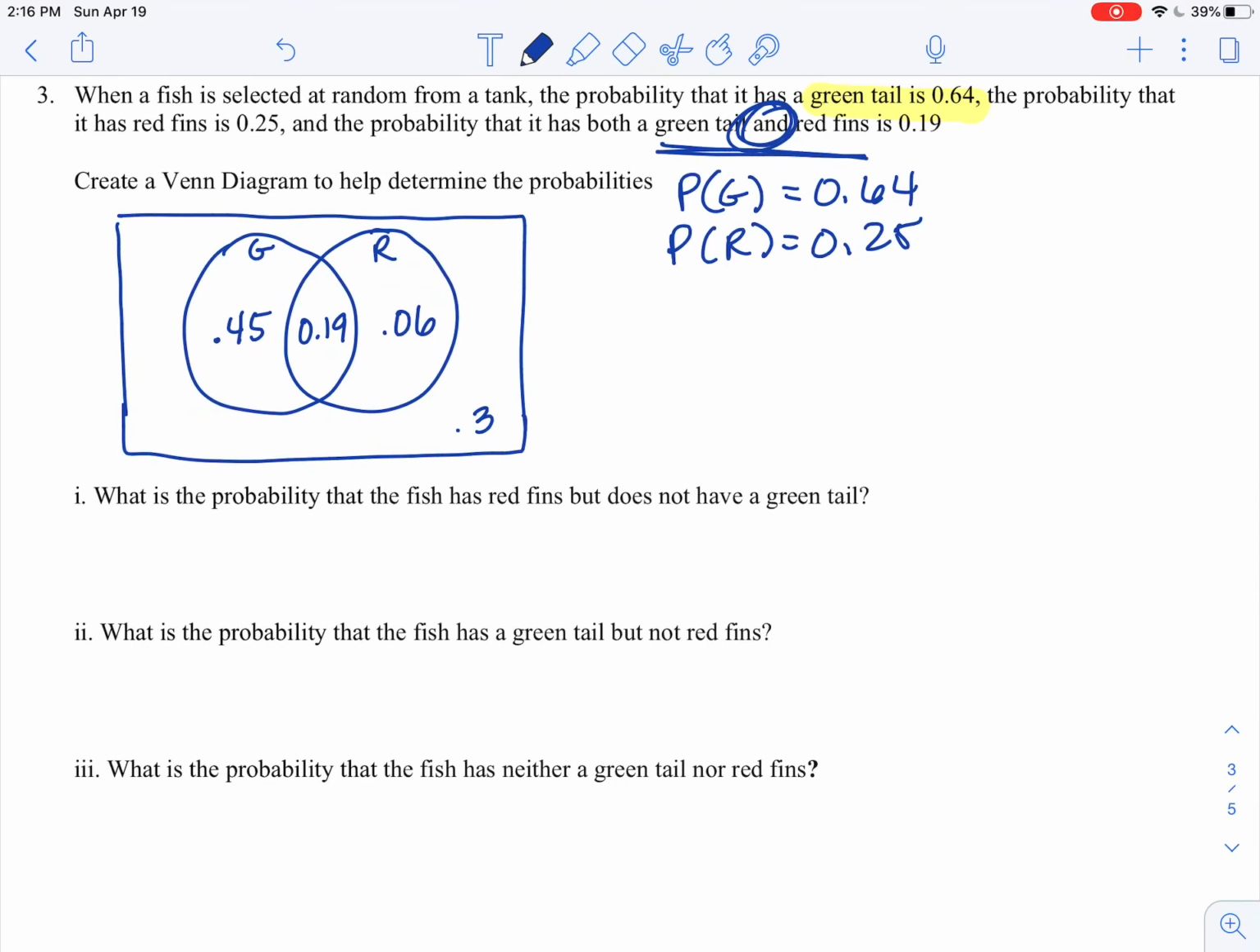Again, the bulk of the hard work is in what we just did, setting up the Venn diagram. Once you've set that up properly, it's a matter of choosing the right sections to either select or add together, or whatever it happens to be.